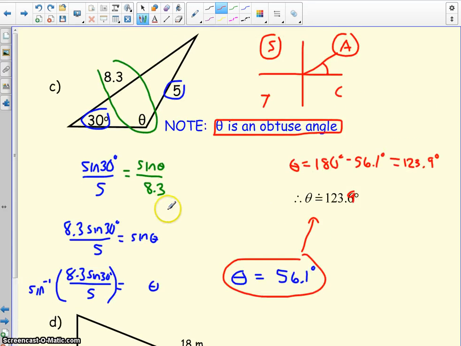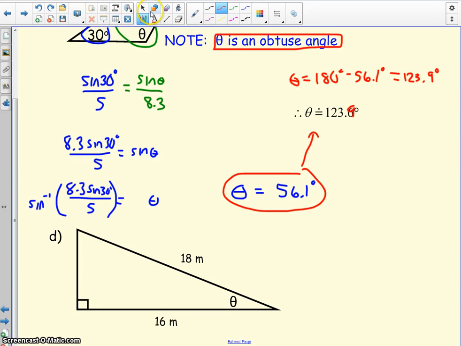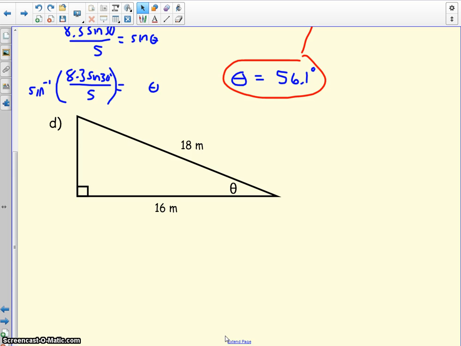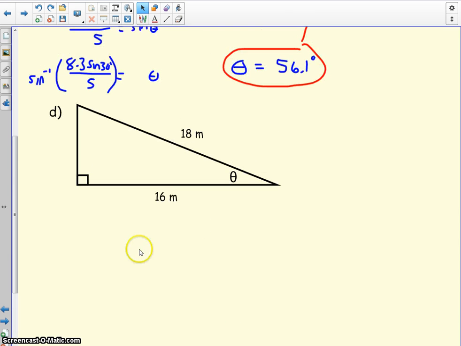Okay, so with that business behind us, let's go back and try something a little bit easier. From grade 10, you have a right triangle here. Try and solve for the missing angle. Take a minute, try that on your own, and push play when you're ready to see the answer.